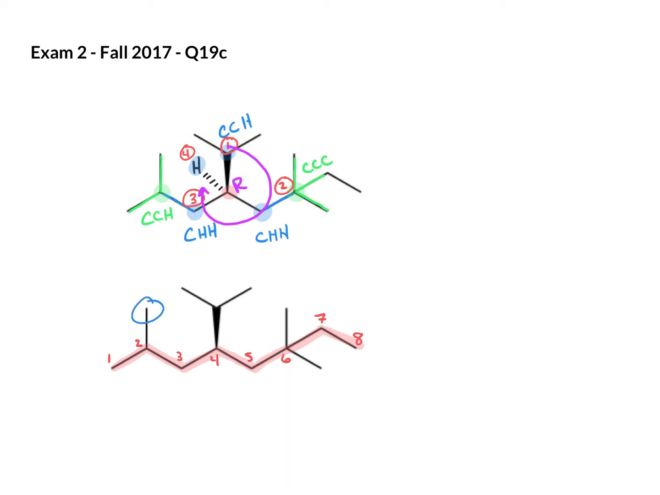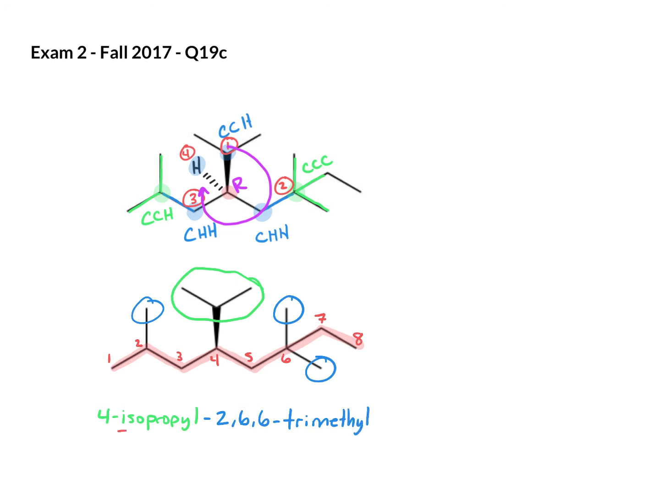Then we have a methyl at 2, a methyl at 6, another methyl at 6. And we also have an isopropyl at 4. I comes first alphabetically, so I'm going to do the isopropyl first. Then we have the 3 methyl groups. And I'll put the number for each. 2, 6, 6, trimethyl. We're alphabetizing by the I and the M. And then our parent chain is 8 carbons, so that's octane.